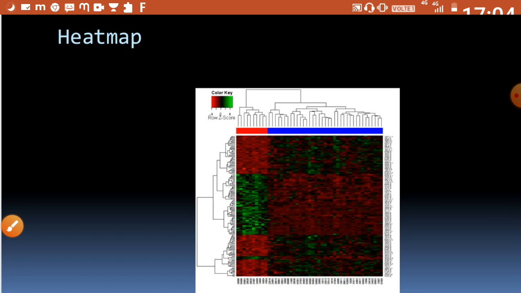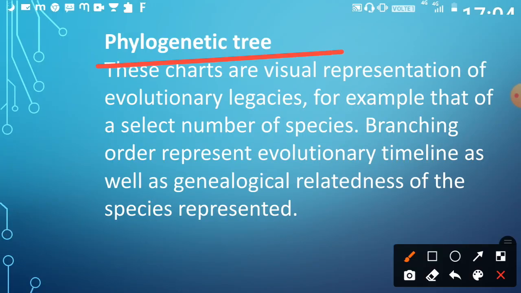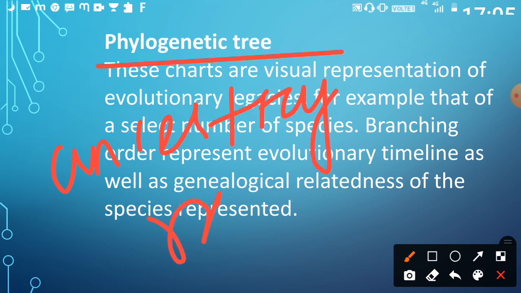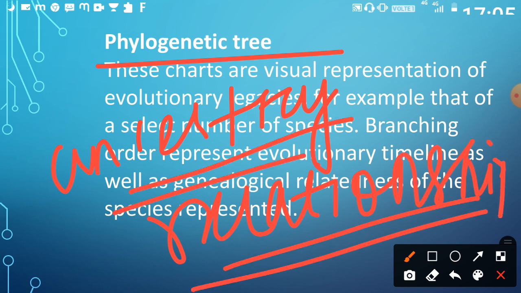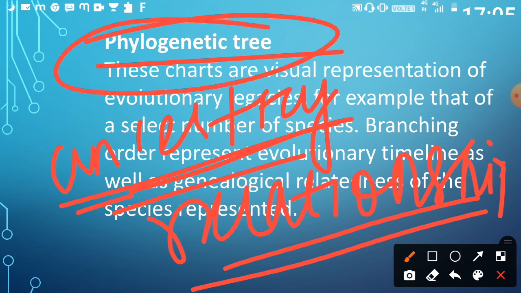Okay, let's move on. Then comes the phylogenetic tree. So what is a phylogenetic tree? Generally, the phylogenetic tree is drawn to show the relationship with our ancestors. It shows the ancestry relationship, how we are related to our ancestors, or how we have developed from monkey or chimpanzee-like organisms to a human being, right? That's what the phylogenetic tree shows, the relationship between the ancestors and us.